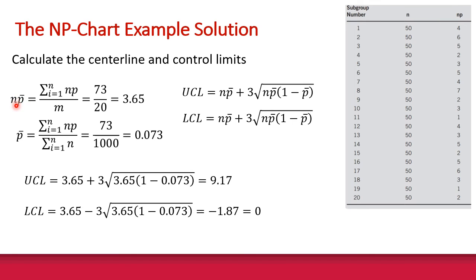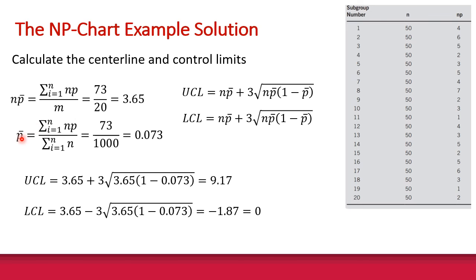So NP bar is calculated as the sum from i equals 1 to m of NP, divided by m. In this case, m is the number of subgroups we have, which is 20. The sum of NP is simply adding up this column of the number of defectives: 4 plus 6 plus 5 plus 2 all the way down. That's going to be 73. So you divide these, you get 3.65. That's NP bar.